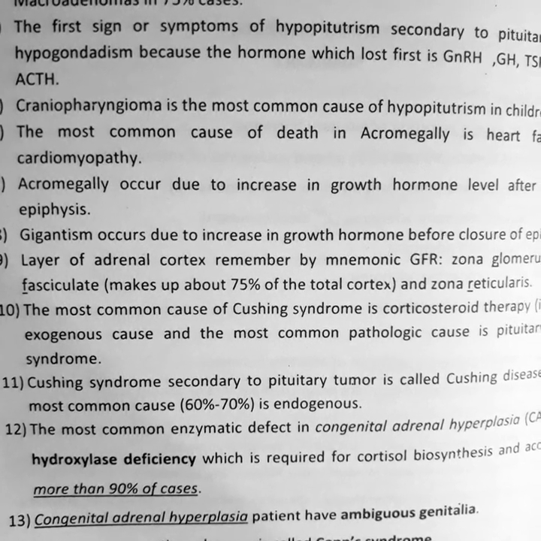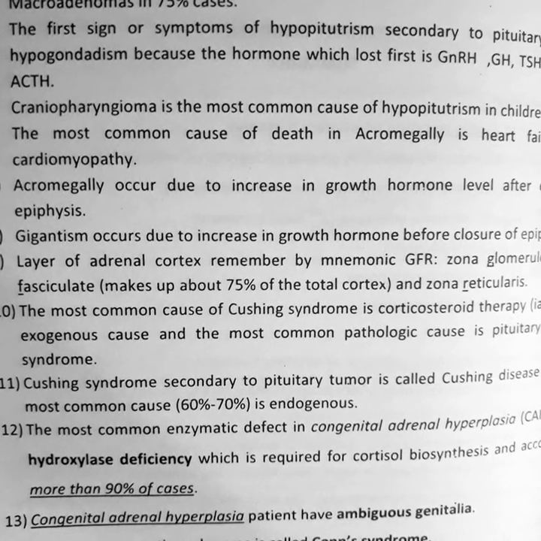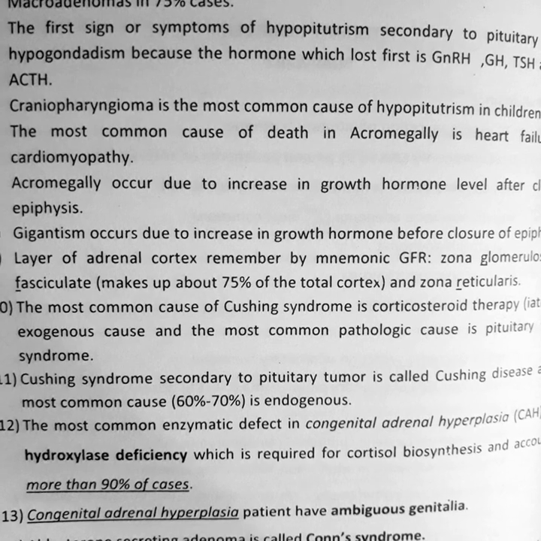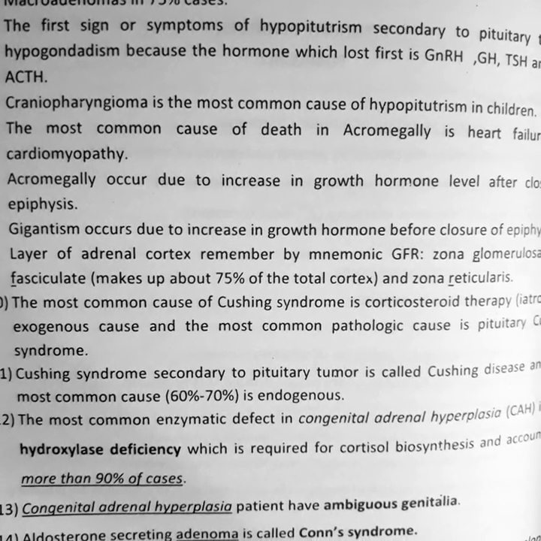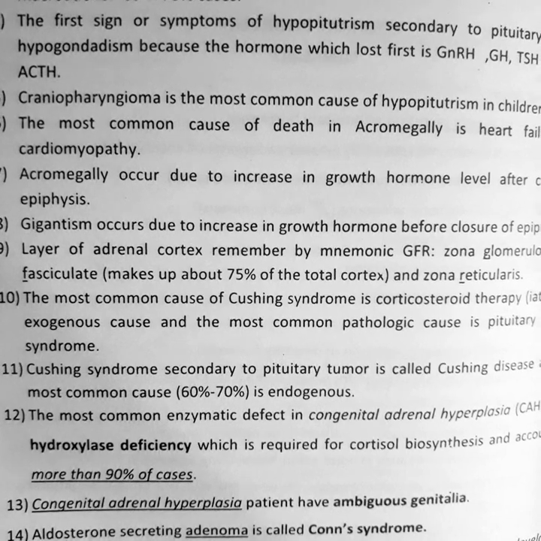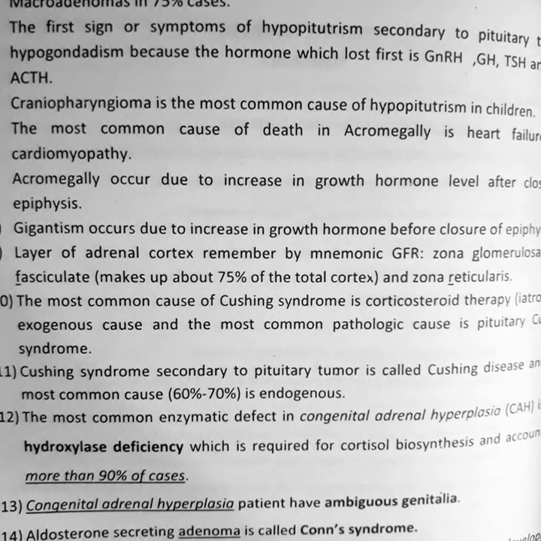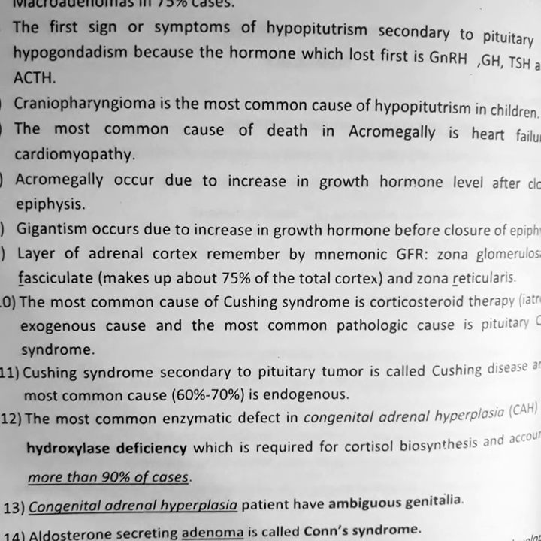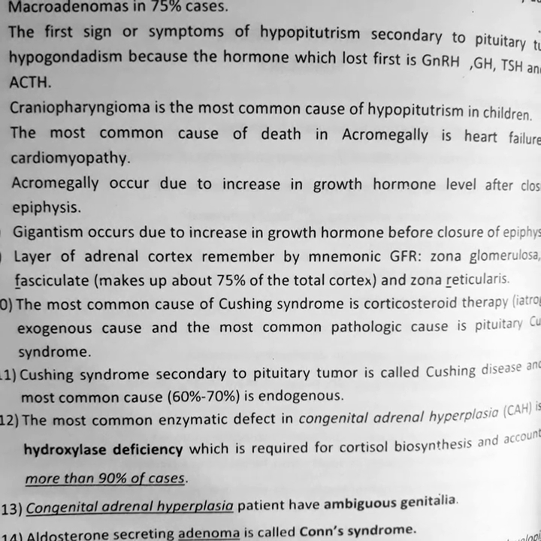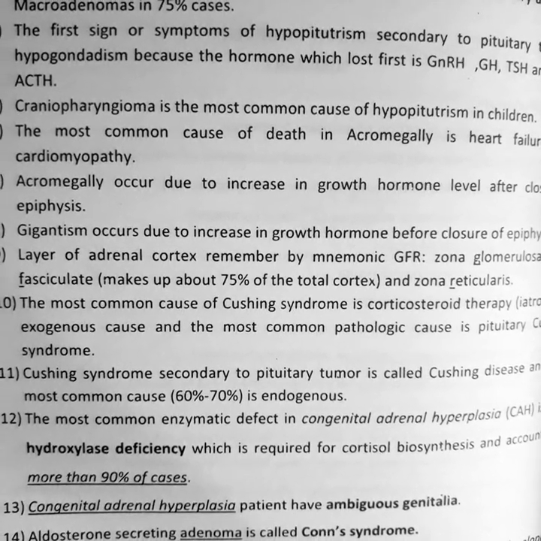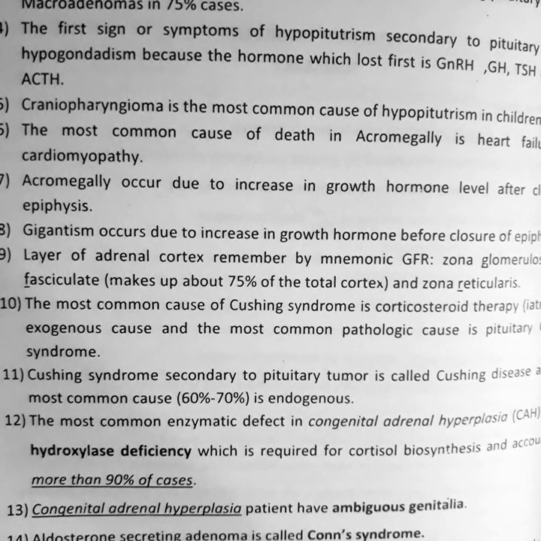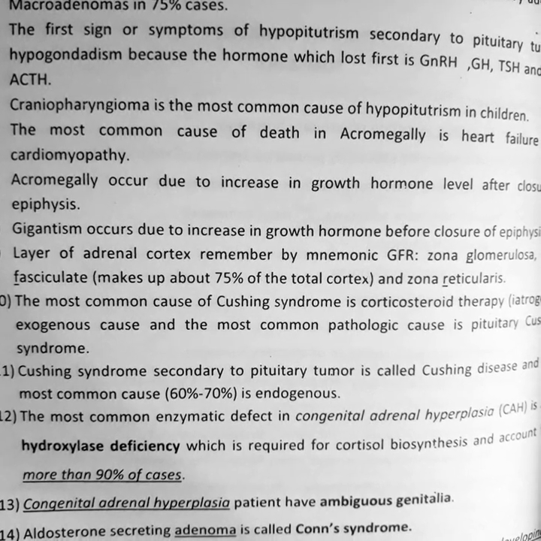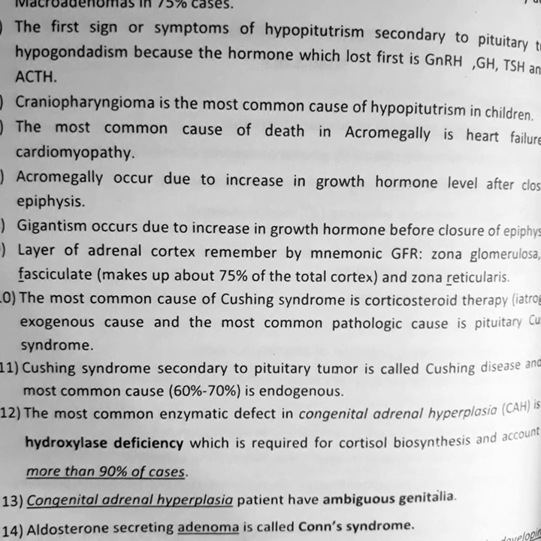Layers of the adrenal cortex, remember by the mnemonic GFR: zona glomerulosa, zona fasciculata, and zona reticularis. The most common cause of Cushing syndrome is corticosteroid therapy, iatrogenic, an exogenous cause. The most common pathologic cause is pituitary Cushing syndrome. Cushing syndrome secondary to pituitary tumor is called Cushing disease, and the most common cause is endogenous.